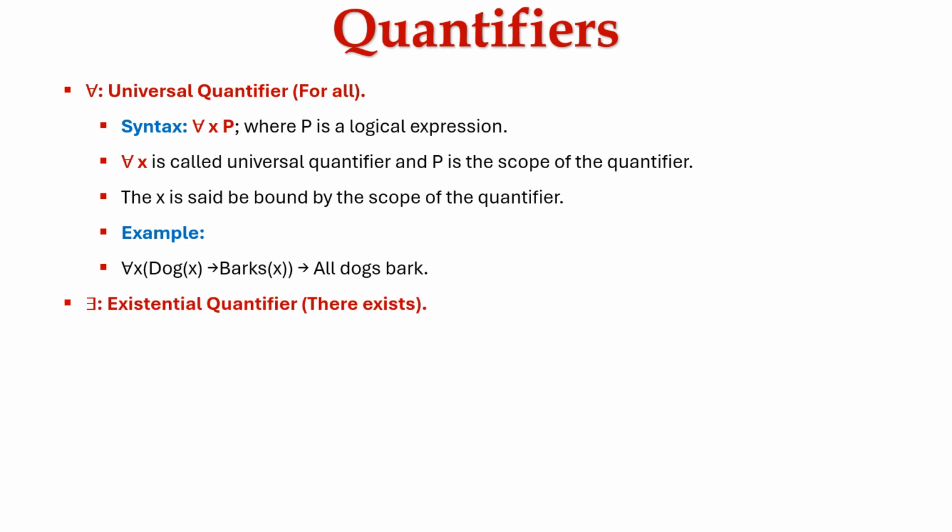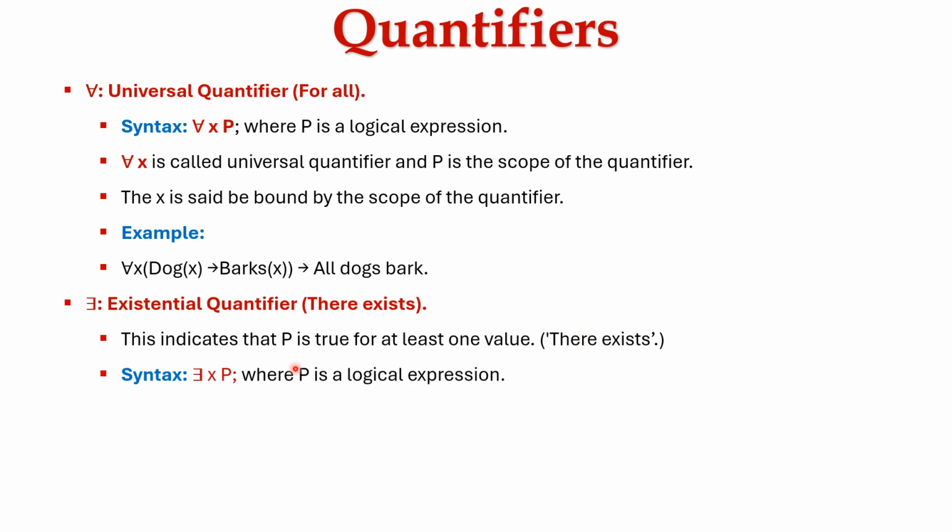Next, let's learn about the existential quantifier, that is, there exists. This indicates that P is true for at least one value. The syntax is there exists x, P, where P is a logical expression. Let's have an example. There exists an x such that x is kind. It implies that some people are kind. So hope you are clear on quantifiers.